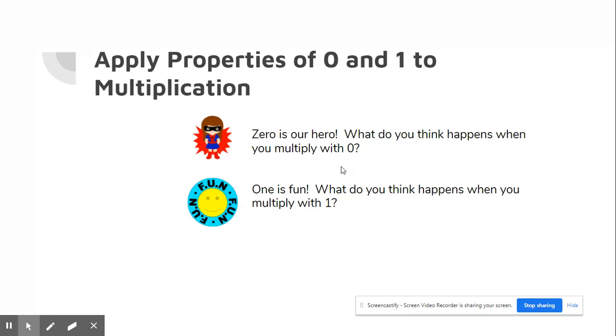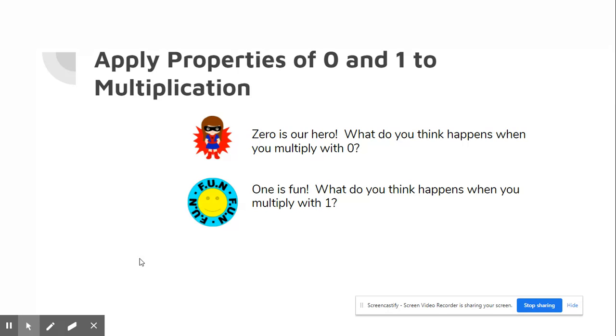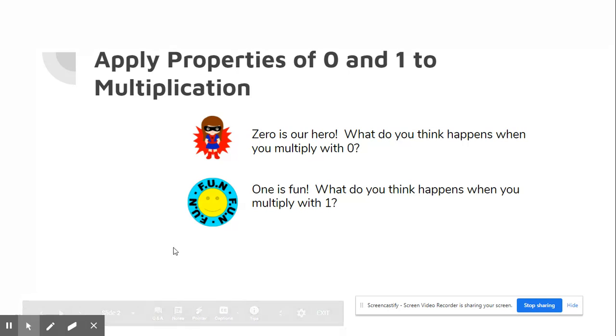Okay, let's think about the next question. 1 is fun. What do you think happens when you multiply with 1? So these are going to be the two questions today that we are really exploring. What happens when you multiply with 0 and what happens when you multiply with 1? Let's begin.